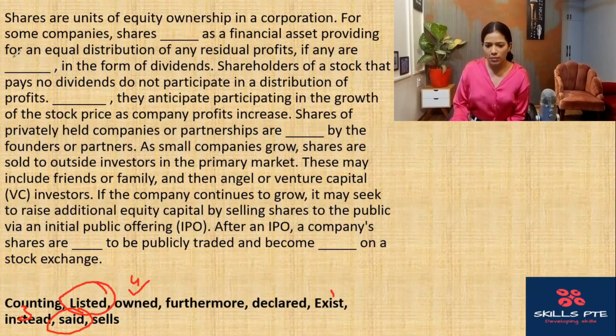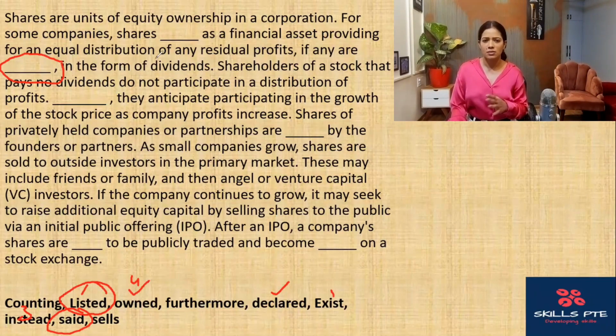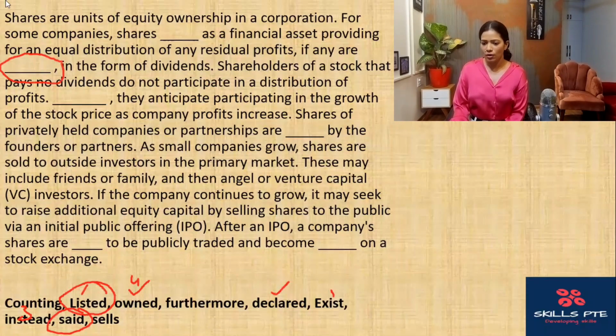So only the second blank we have left as it is. What does it have to be? We have listed, owned, said also. The only option left is declared. So you have the second option also. If any are declared in the form of dividends, that makes sense if you go by the context. And we have all the options here.